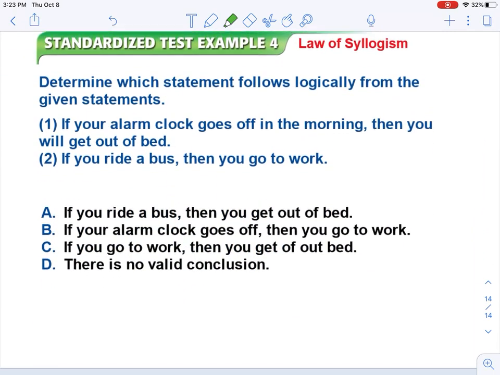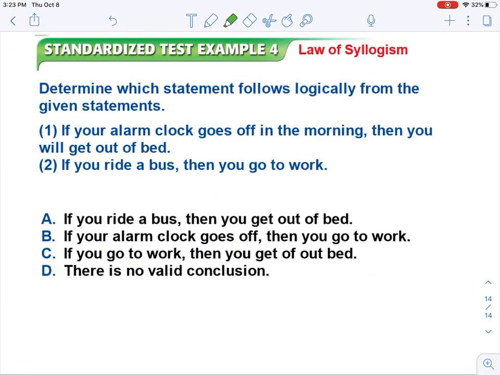Let's look at the next one, our last one for these slides. So what statement, if any, flows logically from this? If your alarm clock goes off in the morning, then you will get out of bed. If you ride a bus, then you will go to work. First thing we need to check, do our conclusion and our hypothesis of the next match up? In this case, they don't. So, we don't even need to look at any of A, B, and C. Our solution is D. There is no valid conclusion using the law of syllogism.